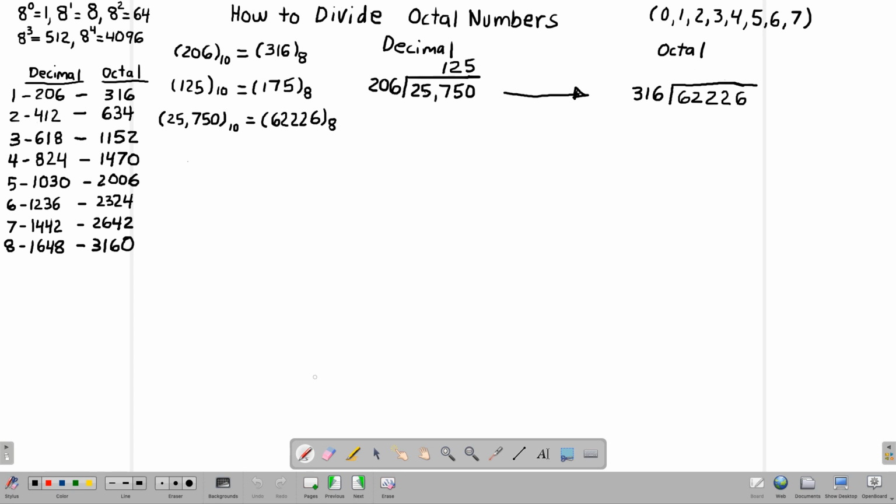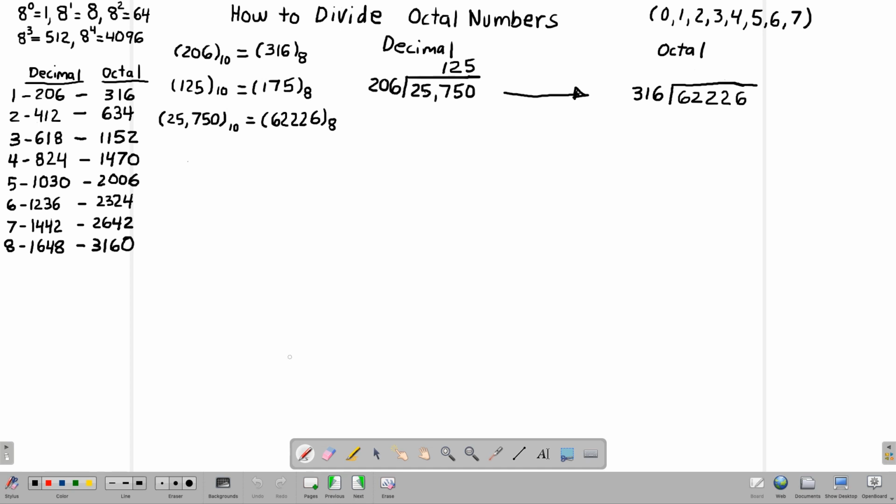As you look towards the right, we have the same equation written in octal representation. We just wanted to show their comparison and their equivalency. We have 206 equals 316, and again 25,750 equals 62226 in octal. Before we compute this, let's look at the charts towards the left.